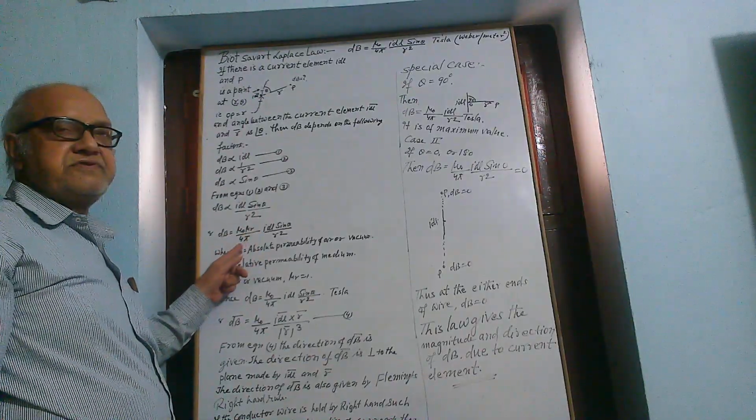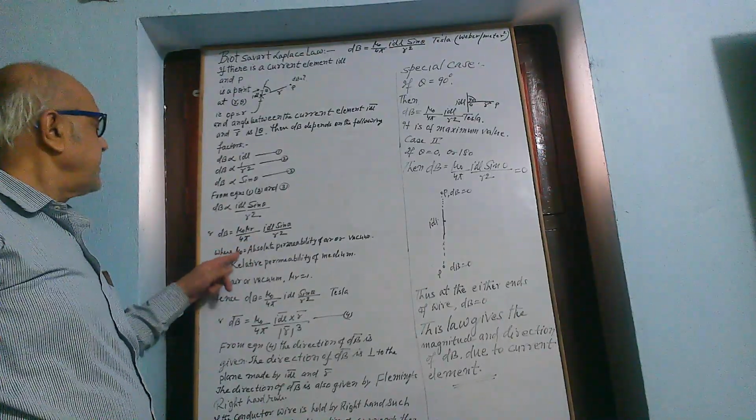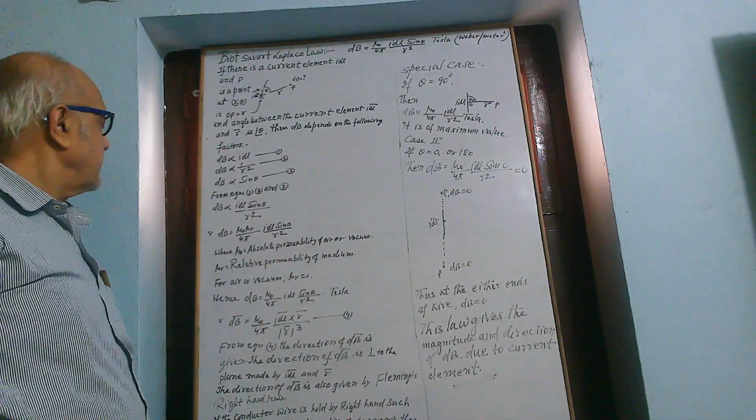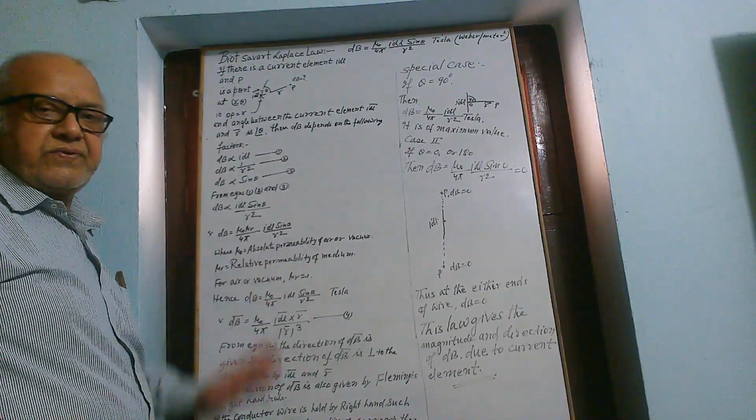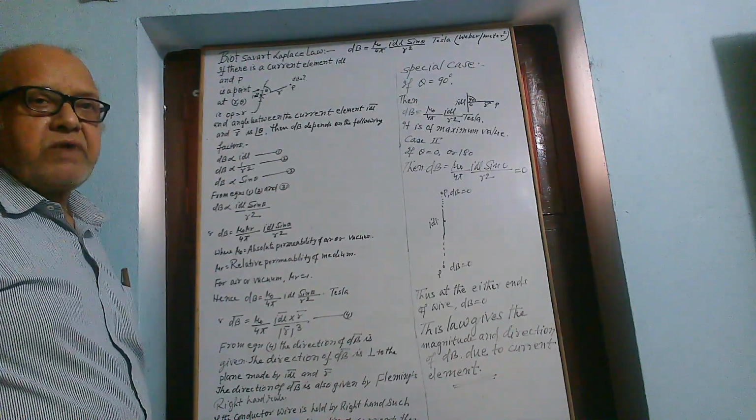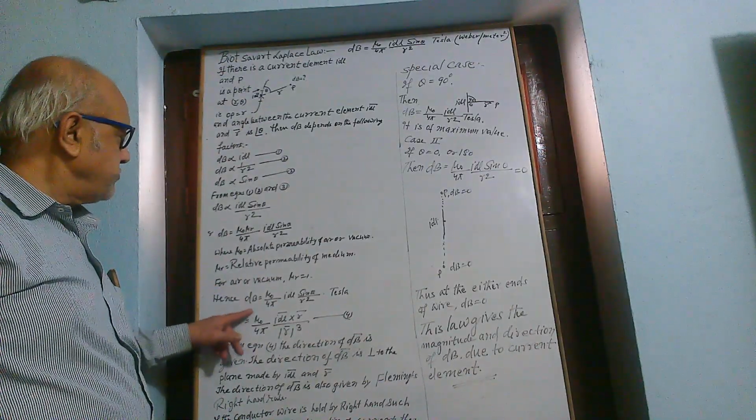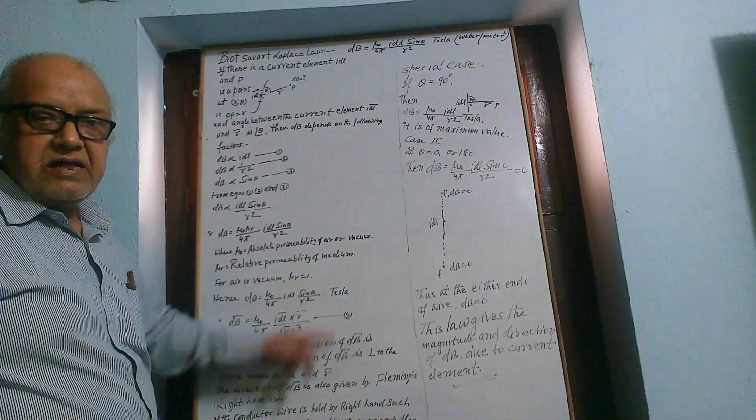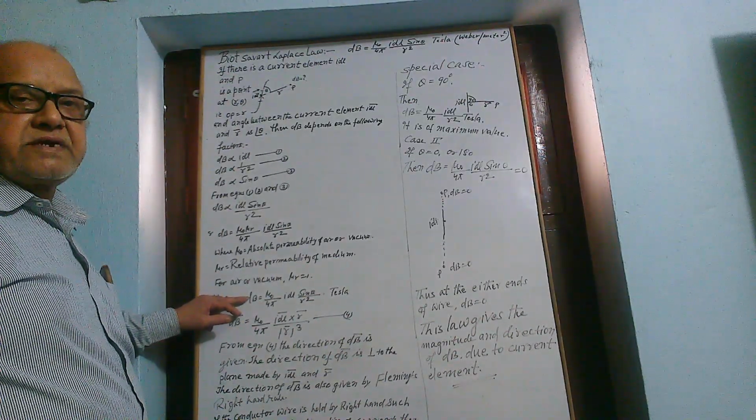This constant is written as mu 0 mu r by 4 pi. Here mu 0 is called the absolute permeability of air or vacuum, and mu r is called the relative permeability of the medium. If the medium is air, then mu r is equal to 1. Then for air medium, dB is equal to mu 0 by 4 pi, Idl sin theta by r square Tesla. The unit of dB is Tesla. It is also called Weber per meter square.